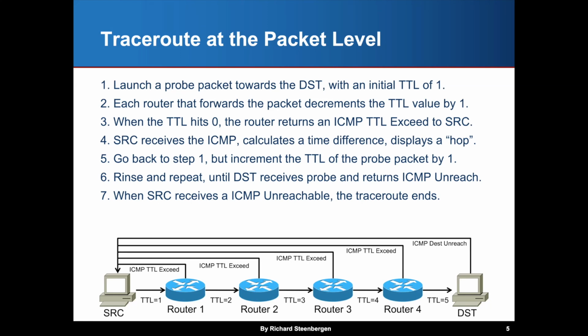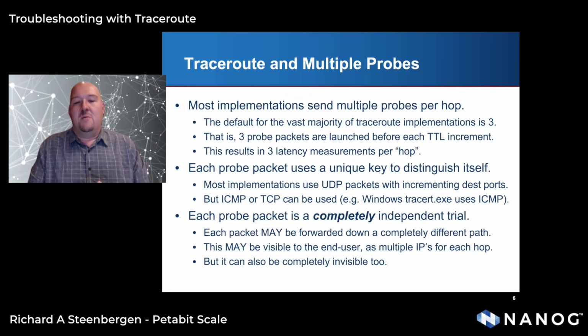So as it goes further along, every router that goes towards the destination will get exposed to this packet, will drop it, will send an ICMP back, and eventually when you hit the host, you return an ICMP unreachable. So that'll either be a network unreachable or a destination unreachable that you've hit a port that isn't listened to. And when the source receives that ICMP unreachable, then the traceroute ends. It knows that it's complete. So most implementations send multiple probes per hop.